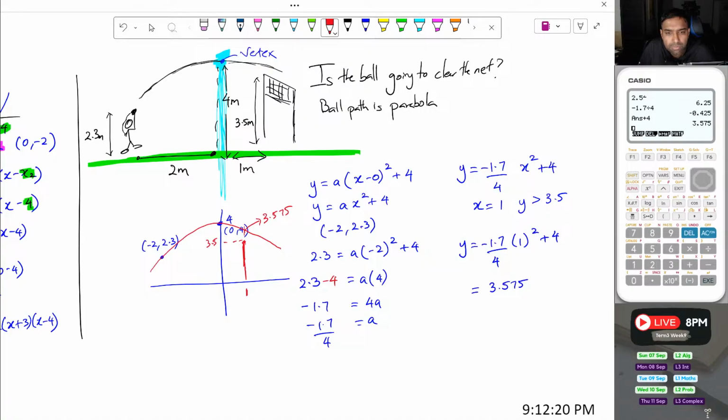Why don't you substitute -1? Where do you get the -1 from? Oh, why don't you substitute -1?